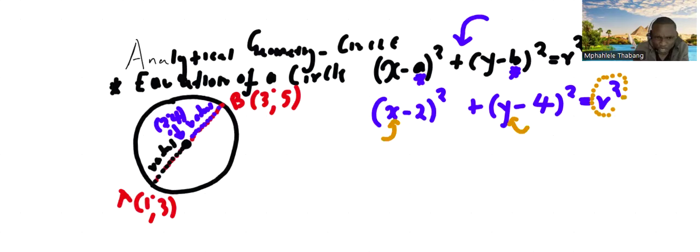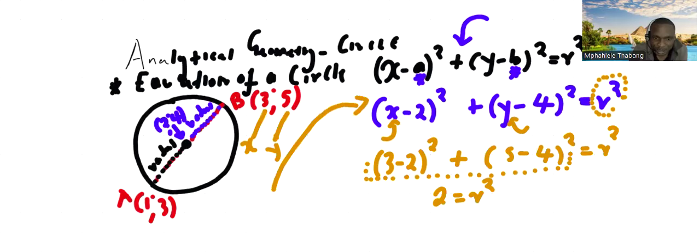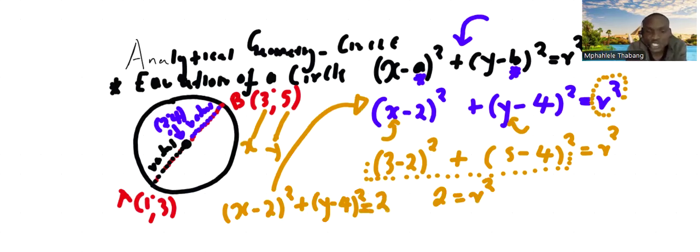I'm going to use the point B, where x is 3 and y is 5. So I say (3 minus 2) squared plus (5 minus 4) squared equals r squared. Just press this on your calculator. 1 squared is 1, so 2 equals r squared. So what is the equation of the circle? Now, because you know r squared, you come to this one and say (x minus 2) squared plus (y minus 4) squared. Your r squared is 2. Then you have found the equation of the circle.